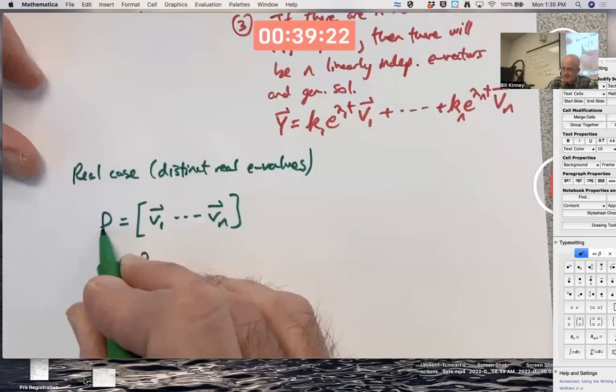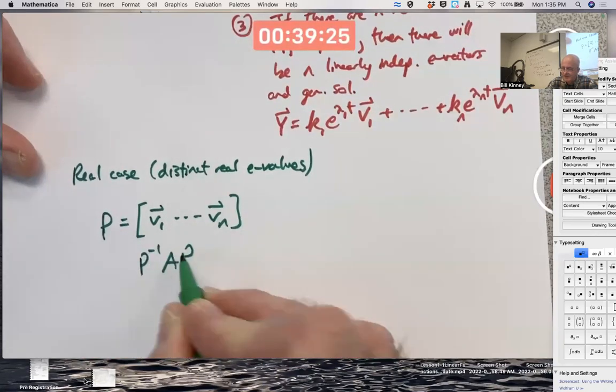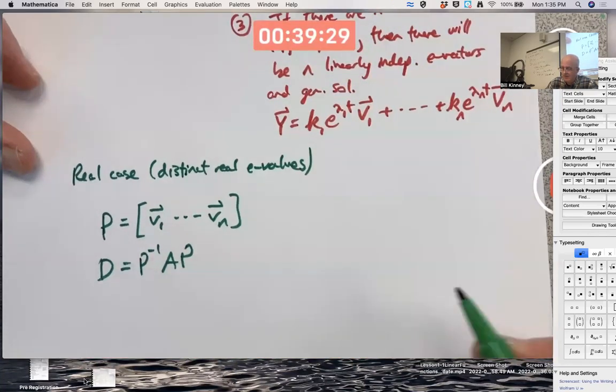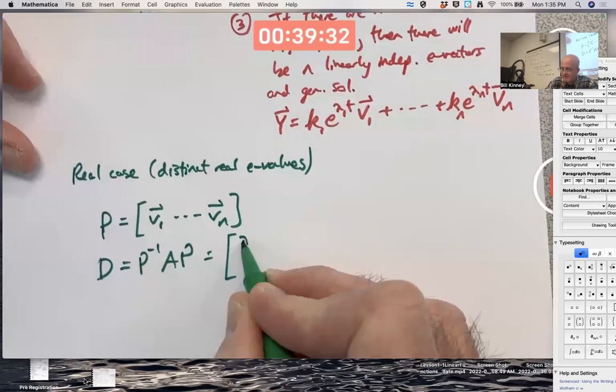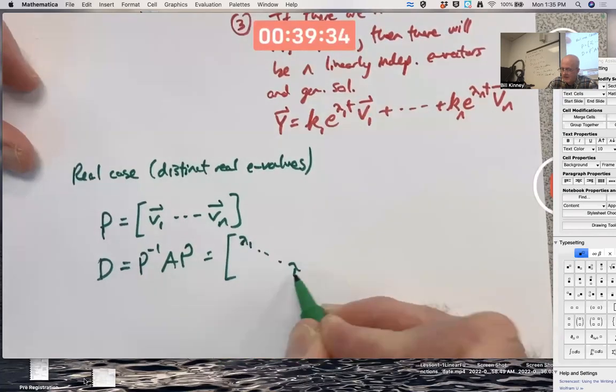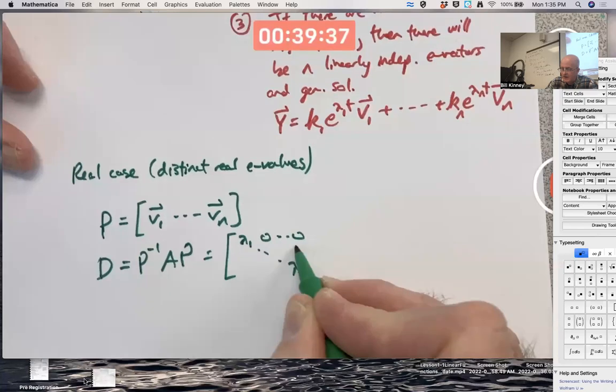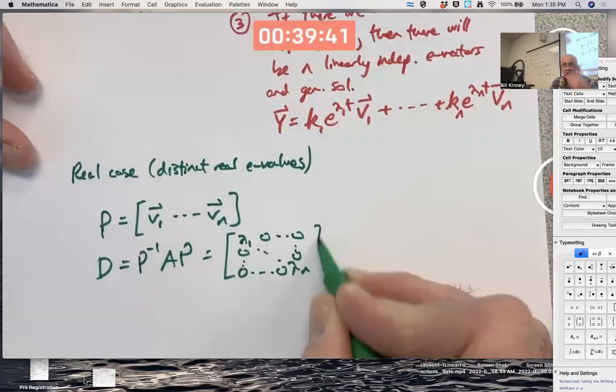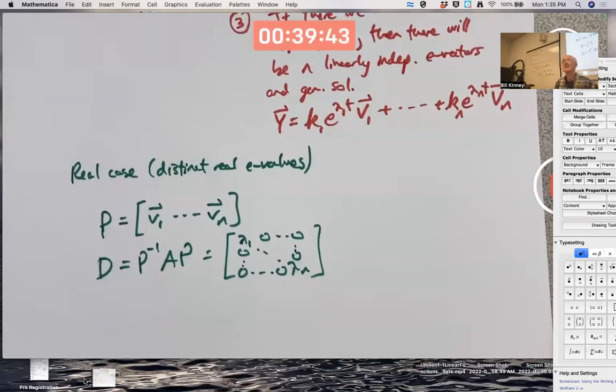And if you form the matrix P inverse AP, it will be a diagonal matrix, call it D, with the eigenvalues on the main diagonal and zeros elsewhere. And that's good. We like diagonal matrices because they correspond to linear systems that are completely decoupled. You can easily find the general solution. You can easily solve a generic initial value problem. You can easily compute the matrix exponential.